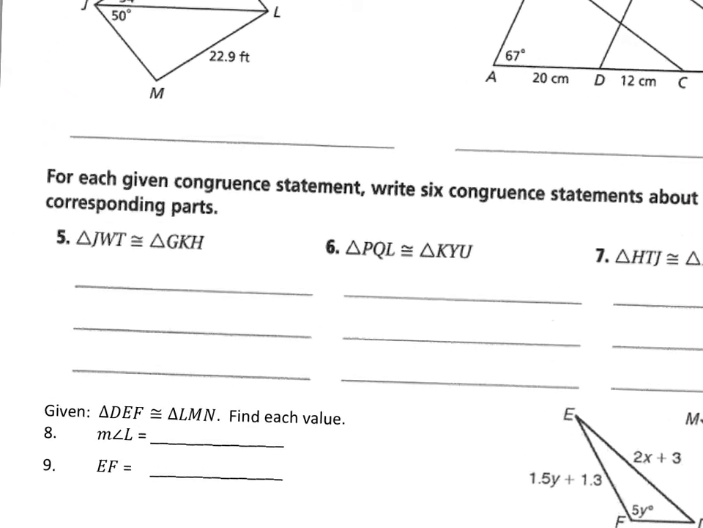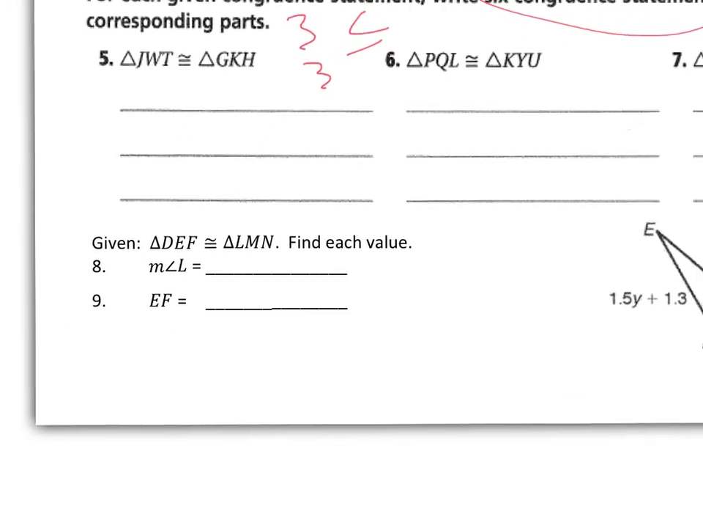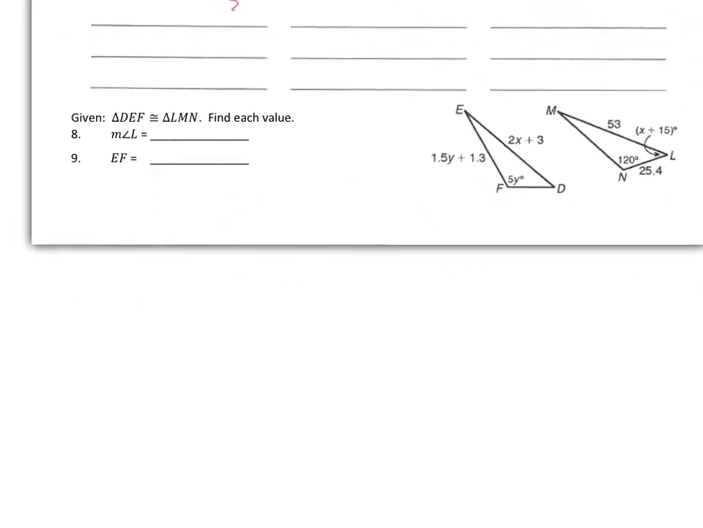5 is exactly like the first one. We're going to name 6 congruent statements. Remember, 3 are going to be angles, 3 are going to be segments. And we can do that without any pictures. Number 8 is kind of tricky, and I'll explain why.